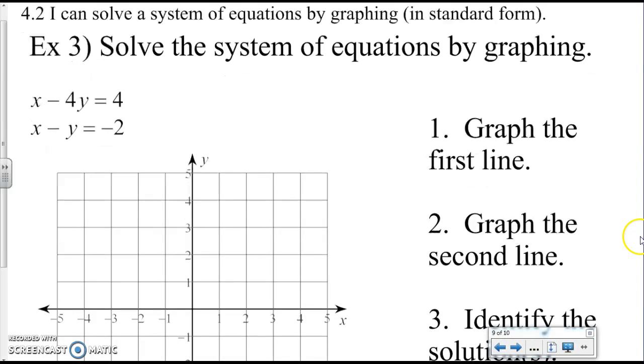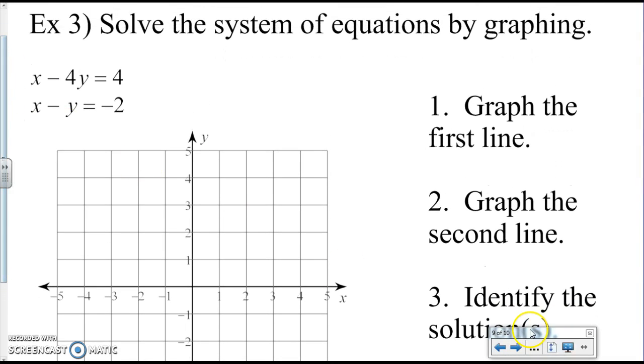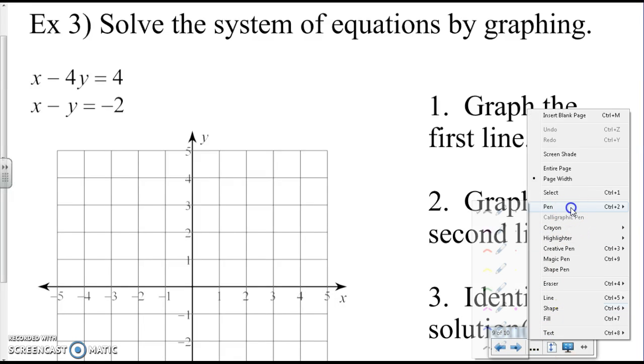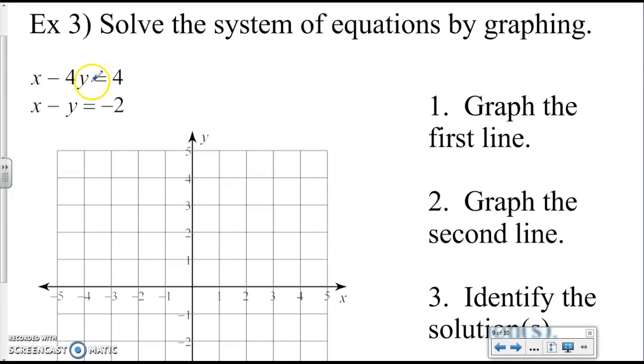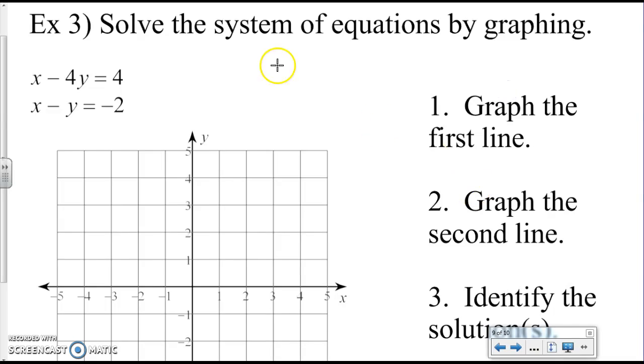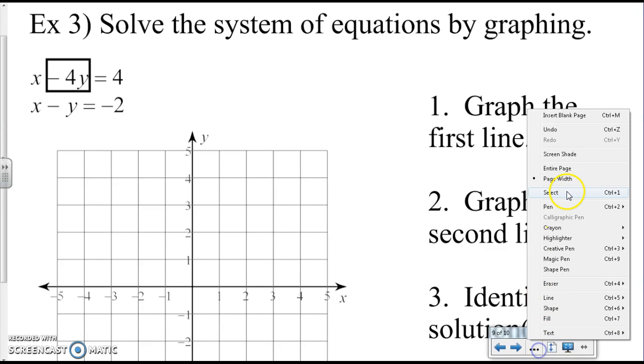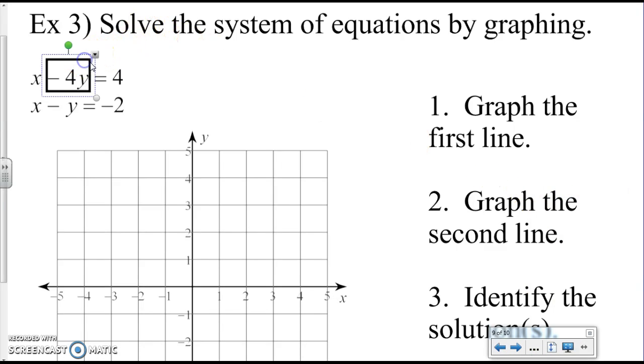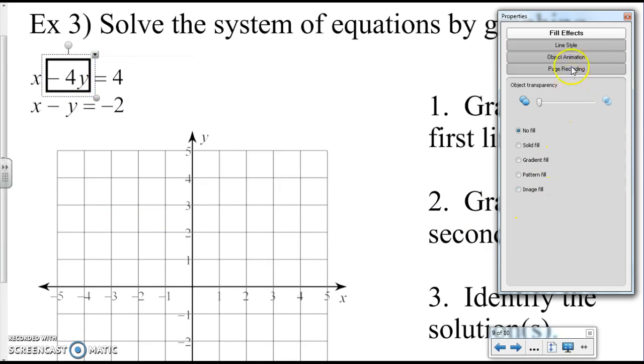to 4.2. Example 3 in your packet tells you to solve the system of equations by graphing. We have x minus 4y equals 4 and x minus y equals negative 2. We are going to follow the same steps we did yesterday. The only difference is we are going to use the cover-up method instead of y equals mx plus b. So I'm going to start by covering up my y to find my x.